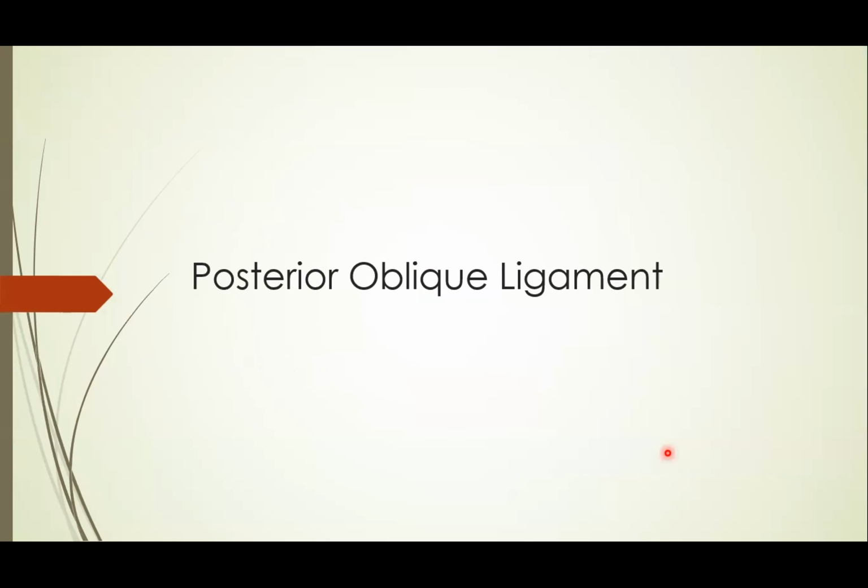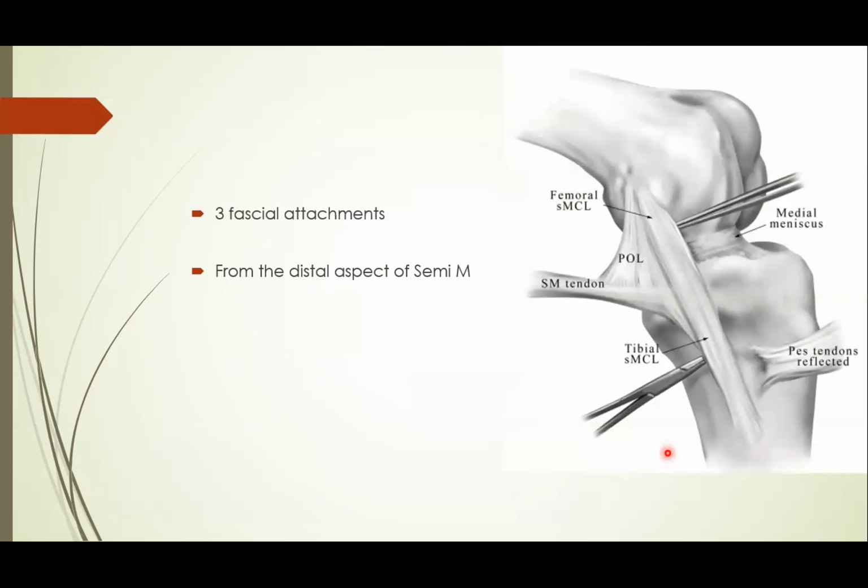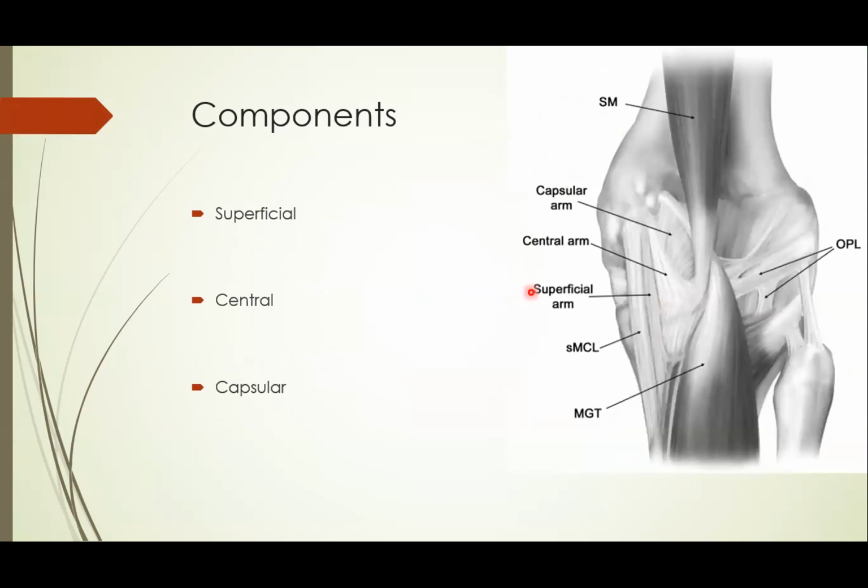Moving on to the posterior oblique ligament, it has three different components, the superficial, central, and capsular, and it attaches distally towards the semimembranosus tendon. These are the three different components that I'll be talking about in detail in subsequent slides: the long superficial aspect, the central arm, and the capsular arm.